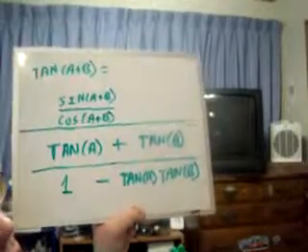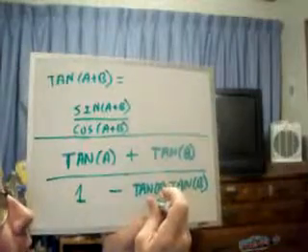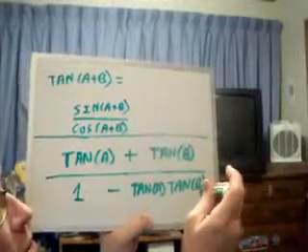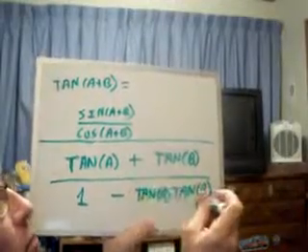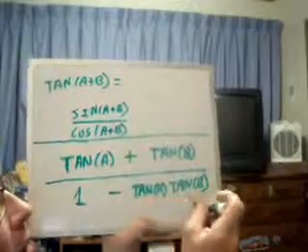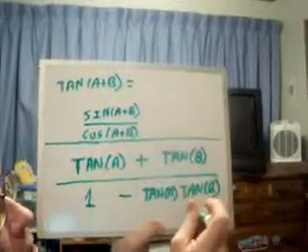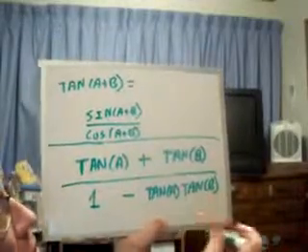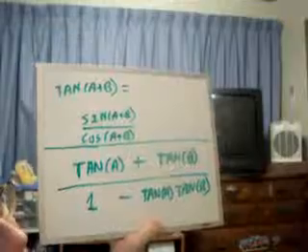Let me go a little slower on this. First, you're going to find the tangent of A. Then you're going to find the tangent of B. Whatever those two numbers end up being, you're going to multiply them together. After you multiply them together, you're going to get some total. Whatever that total is when you get finished, you're going to subtract that total from the number 1. That's what it's saying.